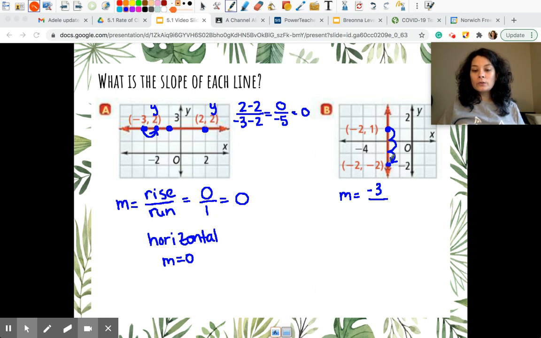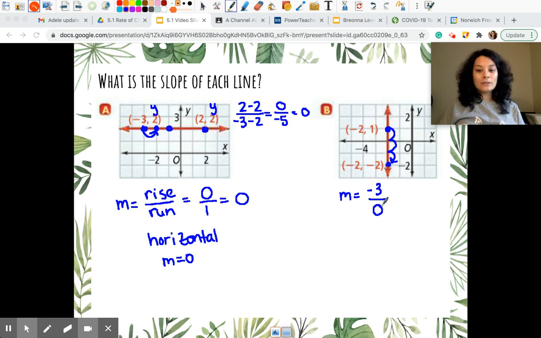But then to run to the other point, I was able to reach that point without running at all. I didn't move left or right. All I do is move up or down this line. So my run here is 0. Now, some students might say that this equals 0.